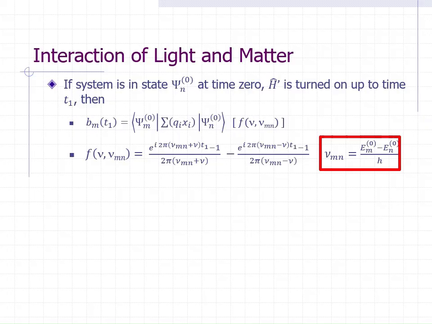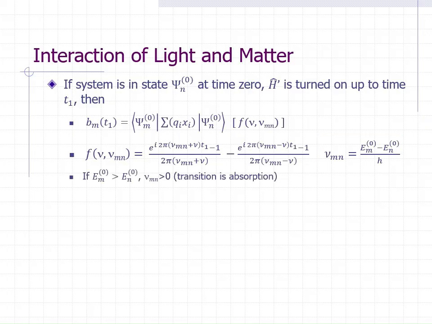Note that if the final state energy is higher than the initial energy, nu sub m,n is positive, and we can say that the system absorbed energy from light. The process is called absorption. Otherwise, nu sub m,n is negative, and we can say that the system lost energy. Interaction with light caused the system to release energy. Light is emitted with frequency equal to the absolute value of nu sub m,n. The transition is called stimulated emission.